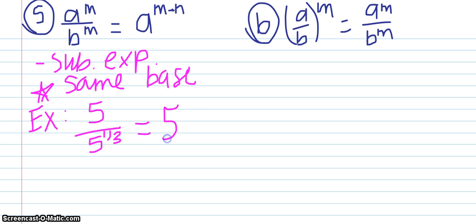So I have 5 to the 1 minus 1/3. Anytime you subtract fractions, you have to have the same denominator. So I'm going to multiply this by 3 over 3. So I have 5 to the 3/3 minus 1/3, so that's going to leave me with 5 to the 2/3 power.